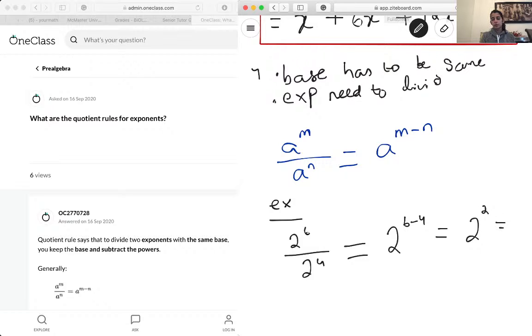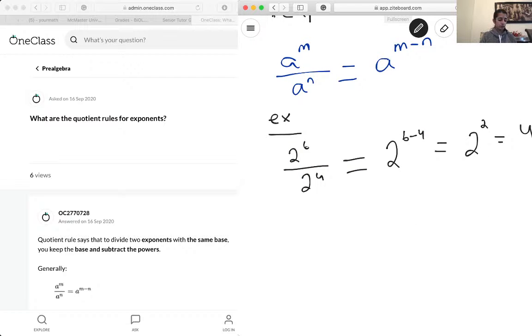Which also equals 4. And if we would have done this the long way, just to prove it, 2 to the power of 6 is 64, and 2 to the power of 4 is 16. And when you divide 64 by 16, you get 4. So you could either do the very long and hard way, or you can just use the quotient rules for exponents and do it the easy way.